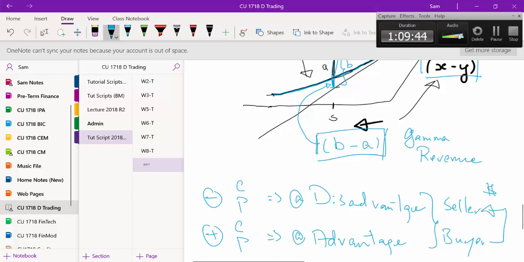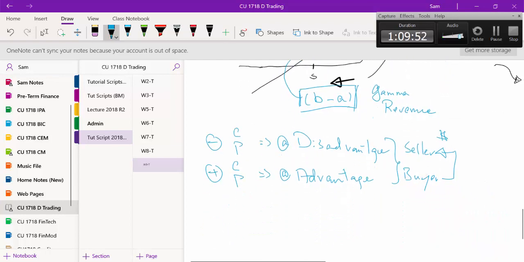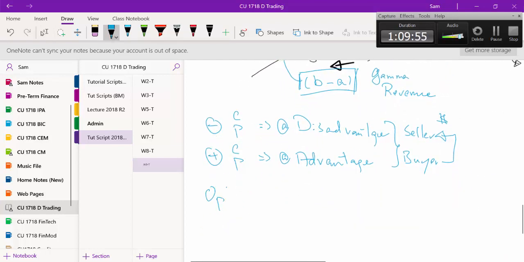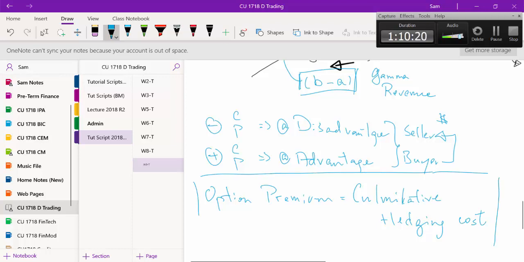Now, ladies and gentlemen, in the end, option premium is paying for that. Are you with me? If you want it in words, option premium is a kind of cumulative hedging cost. Cumulative hedging costs. Okay, now I will talk more about this in the coming week or two. But just remember that for now. In the end, the option premium is a kind of cumulative hedging cost.